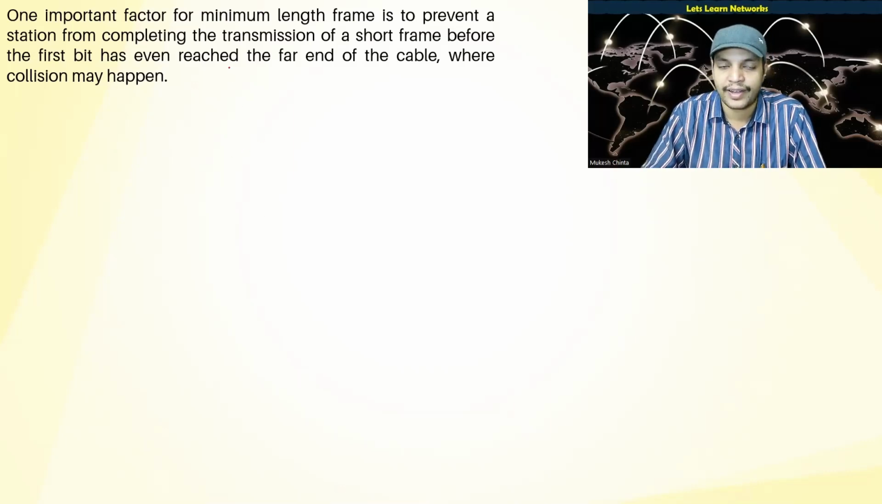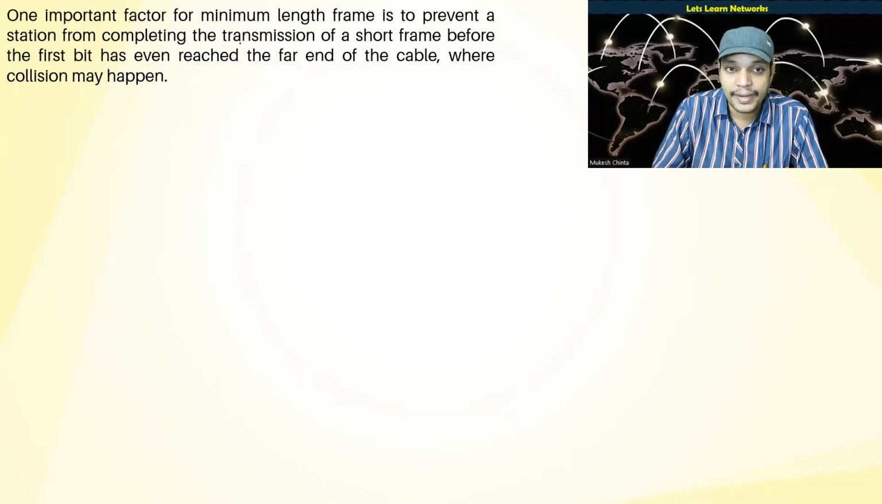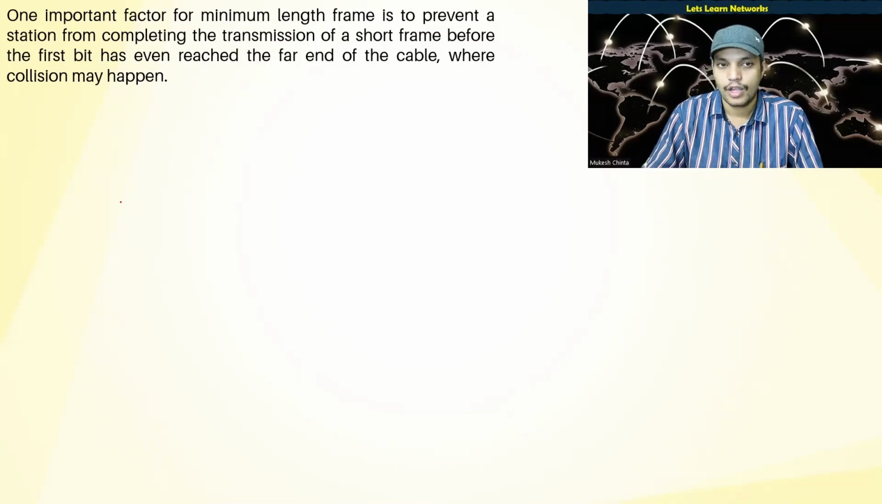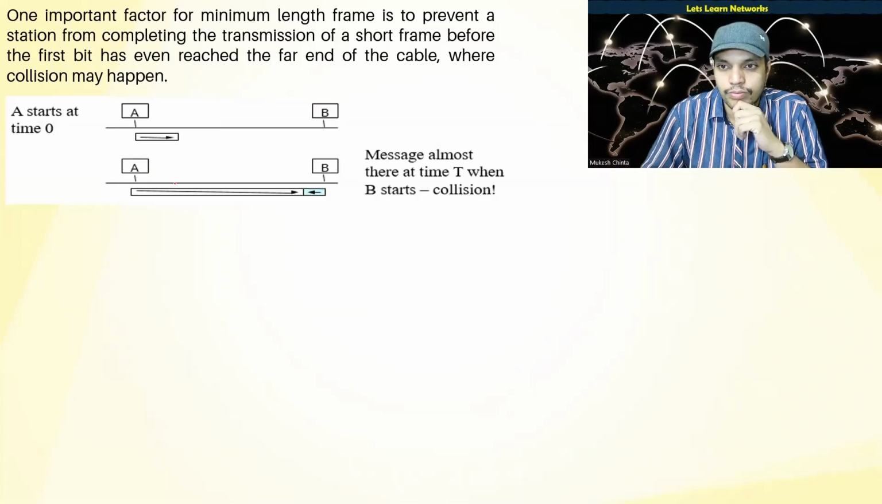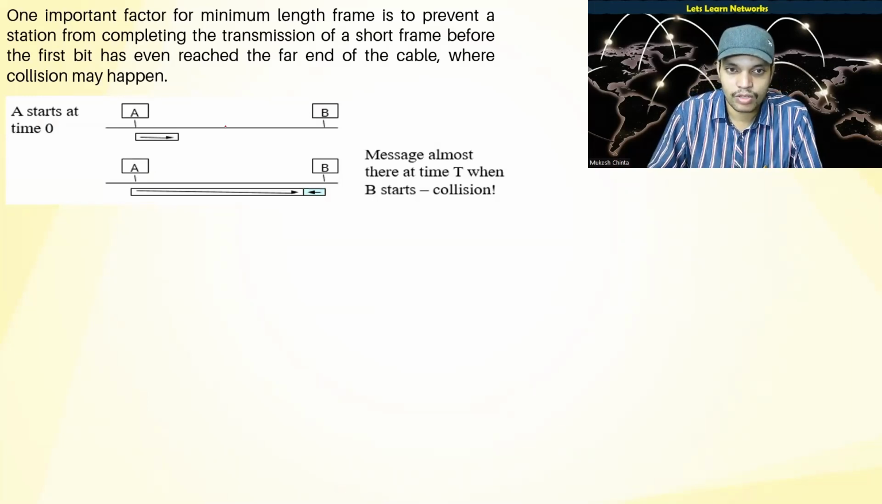So one important factor for the minimum frame length is to prevent a station from completing the transmission of a short frame before the first bit has even reached the far end of the cable where a collision may happen. In order to understand this, let me show you an example. Let us consider there are two stations, A and B. Both are at the two far ends of your cable. Now, if you implement CSMA/CD, let us assume that A has started its transmission at t equal to 0. Now, this is A's frame. For this frame to reach B, let us assume that it is going to take t seconds.